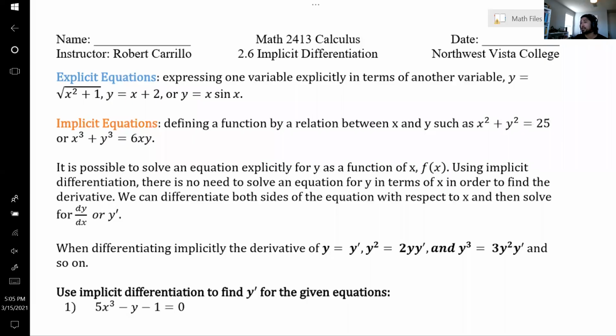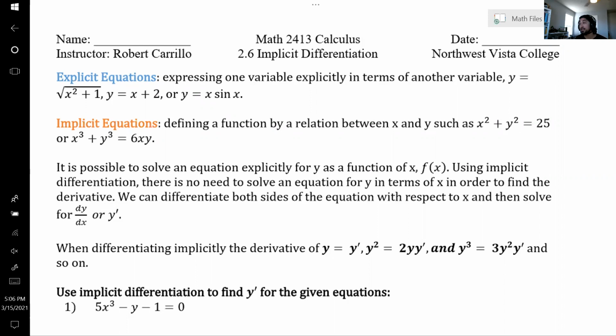So where y is defined in terms of x. As you see in those explicit equation examples, y equals the square root of x squared plus 1, y equals x plus 2, or y equals x times the sine of x. So we've always been used to explicit equations. Well, now we are going to be given implicit equations and told to find the derivative with respect to x.